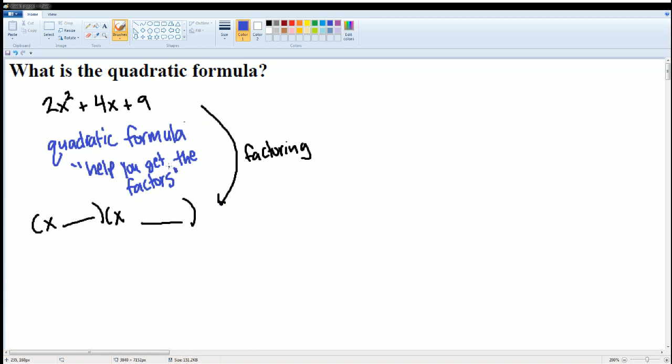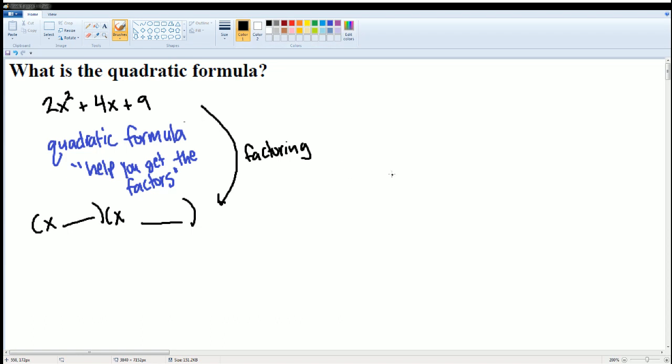What is the quadratic formula? It's to help you get it into factored form. It helps you get the factors. It's factoring. All right, that's what it is. So what is the quadratic formula?